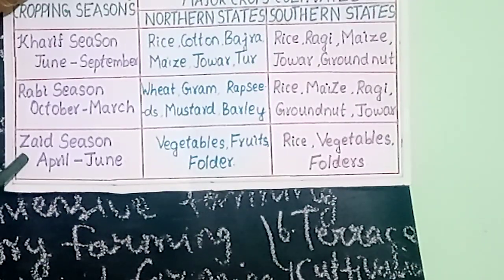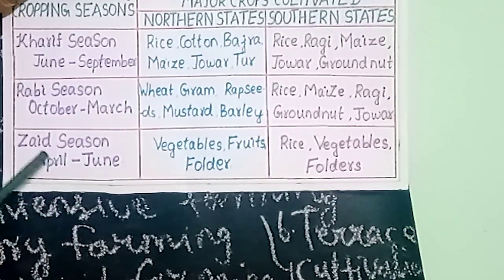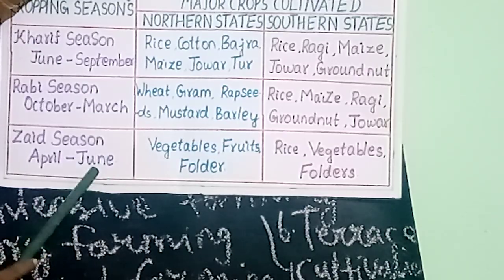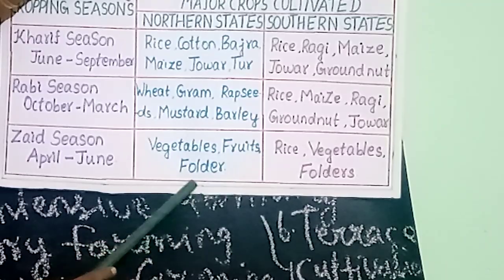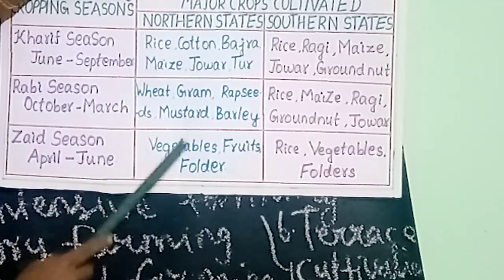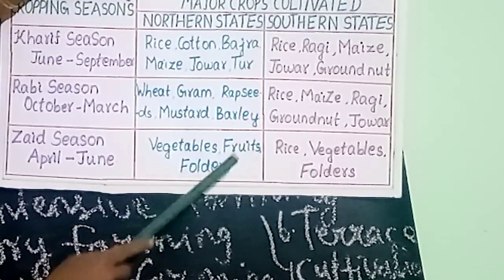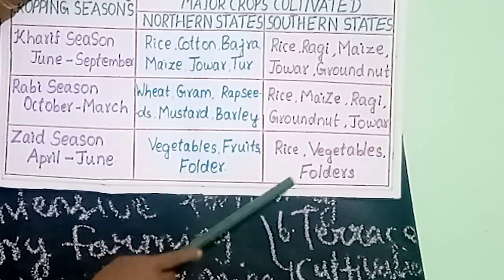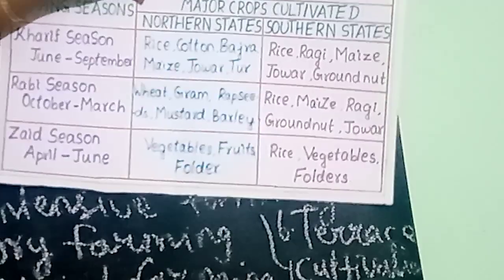Then the third season is Zaid season. The period is April to June. During this period, the northern states cultivate vegetables, fruits and fodder. The southern states cultivate rice, vegetables and fodder.